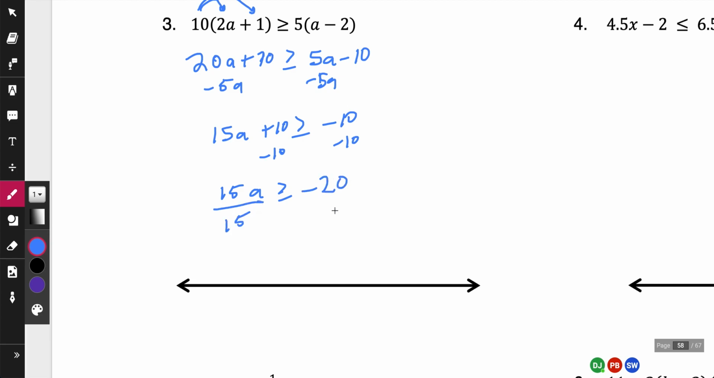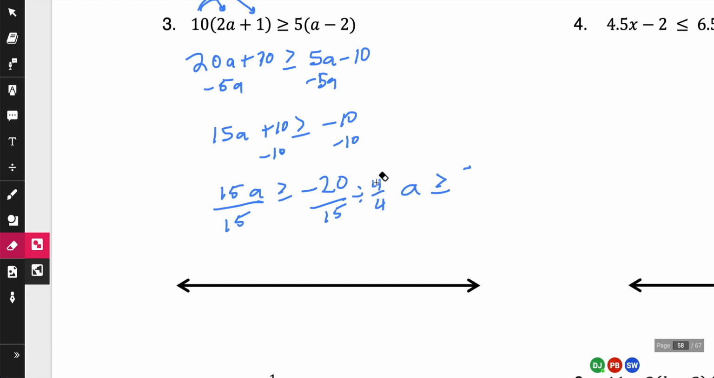From there, I would divide both sides by 15 to have a is greater than or equal to negative 20 over 15, and those are both divisible by 4. So 20 divided by 4 is 5. Oh, they're not both divisible by 4, excuse me. They're both divisible by 5. Let's try that one more time. So we're going to divide them both by 5. So 20 divided by 5 is 4, and 15 divided by 5 is 3. All right, so that would be negative 4/3.